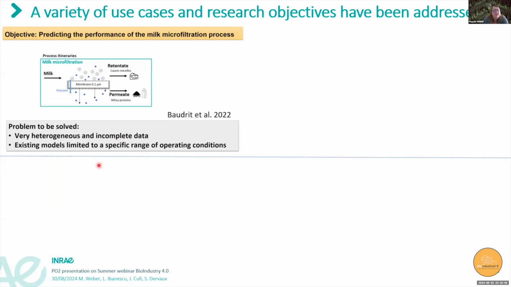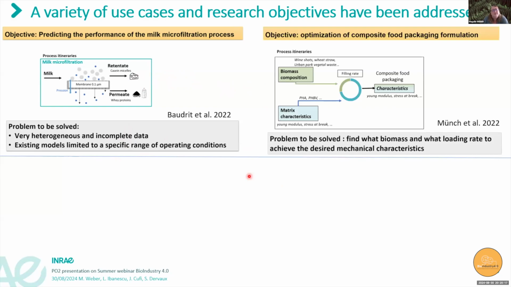So we have to assemble many data sets to have sufficient data for modeling. The second example is to optimize composite food packaging formulation. Here the problem is that we have to find what biomass and what loading rates to use to achieve some desired mechanical characteristics of the end product, which is the composite food packaging.